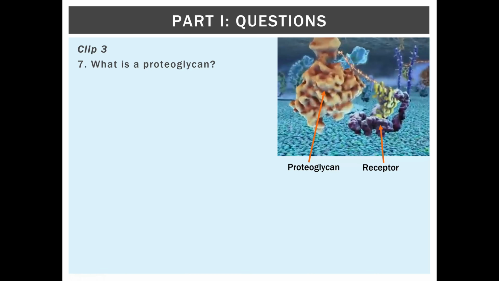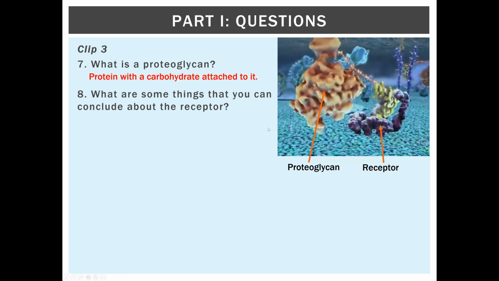So in that clip, they labeled the orange molecule as a proteoglycan, and they labeled that purple molecule as a receptor. So the first question, number 7, what is a proteoglycan? If you remember, a proteoglycan is a protein with a carbohydrate attached to it. These can also be called glycoproteins. And so the protein portion would be this thick orange region. Probably also this yellow area over here looks a bit proteinish, and the carbohydrate is probably this very thin line right here that's connecting the 2 protein blobs.